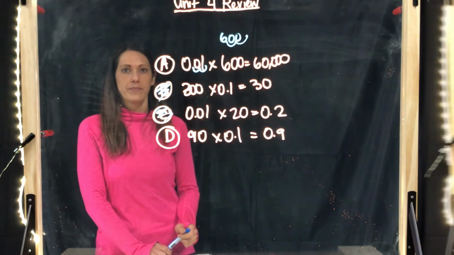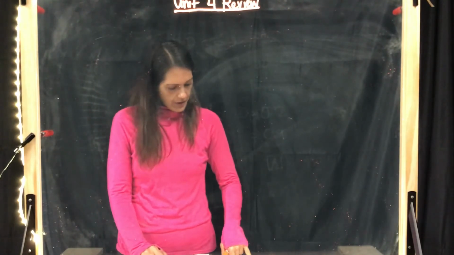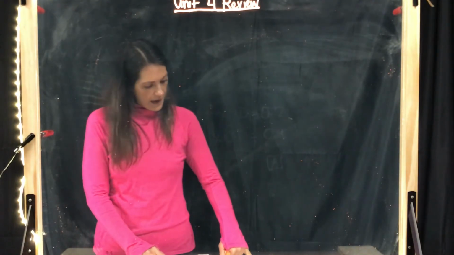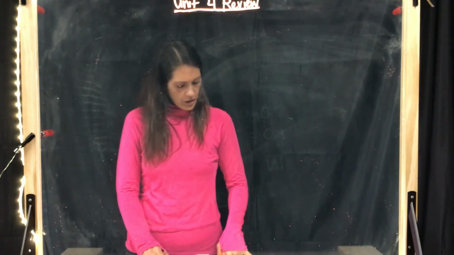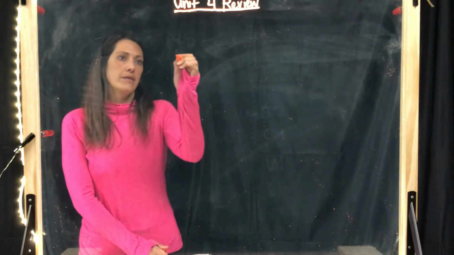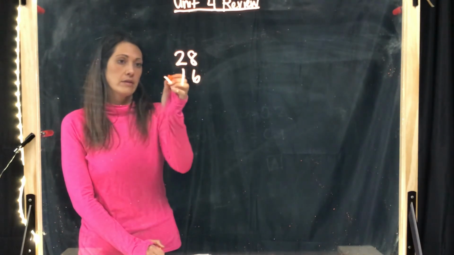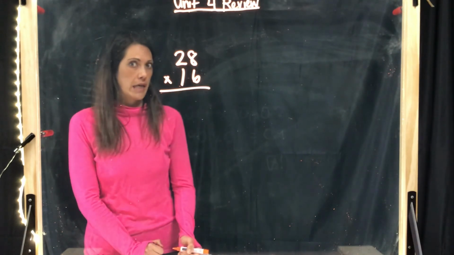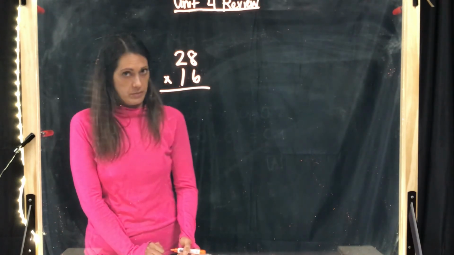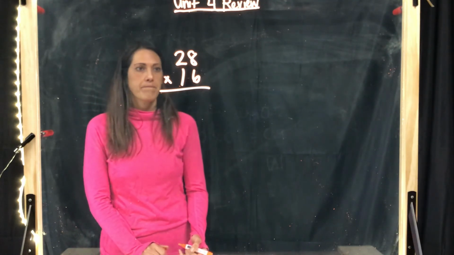So you could multiply these out, or you could just think about how the digits move when you're multiplying by a decimal. For number 22, we have Eva, and she is working as a lifeguard. She's earning $16 an hour, and she's going to work for 28 hours. So how much money is she going to make? If she's working 28 hours, making $16 an hour, this is a multiplication problem. Hint, this whole test is multiplication, okay?